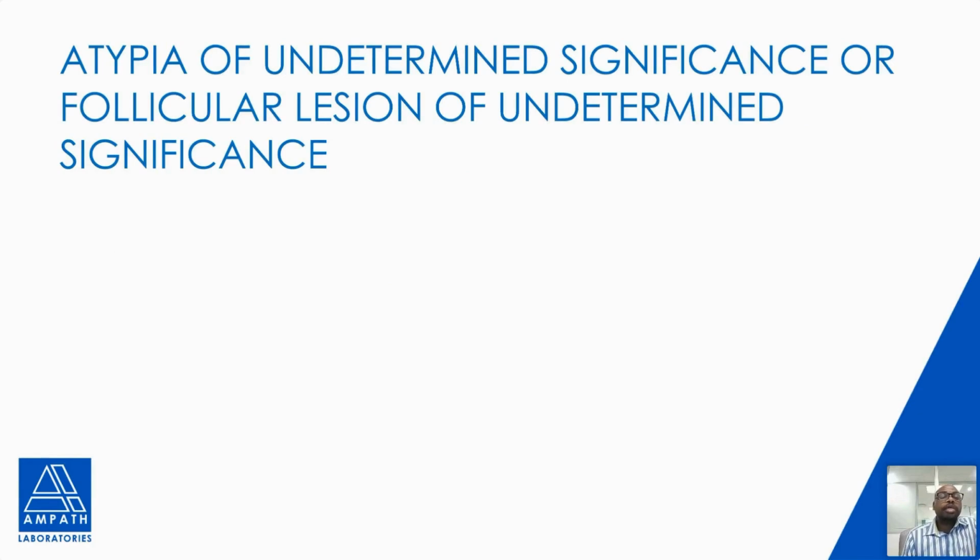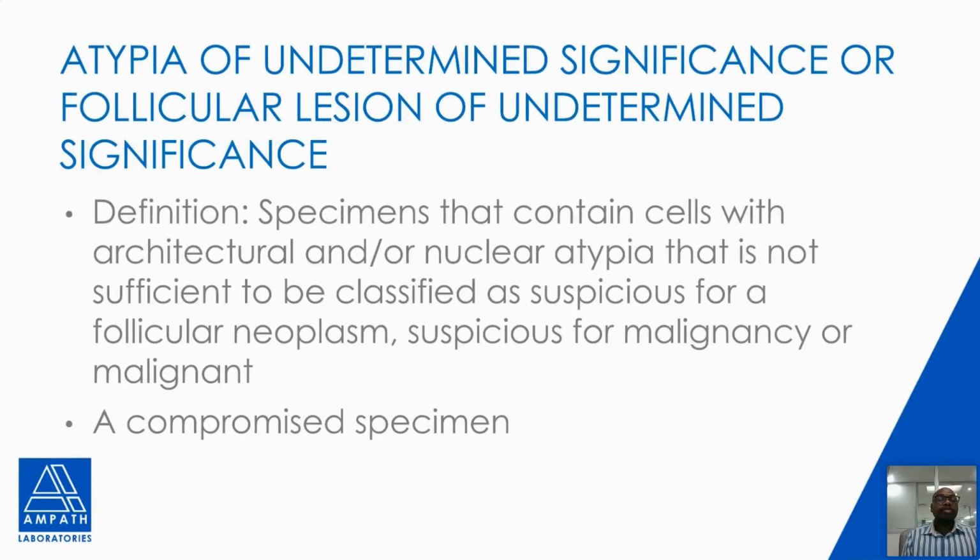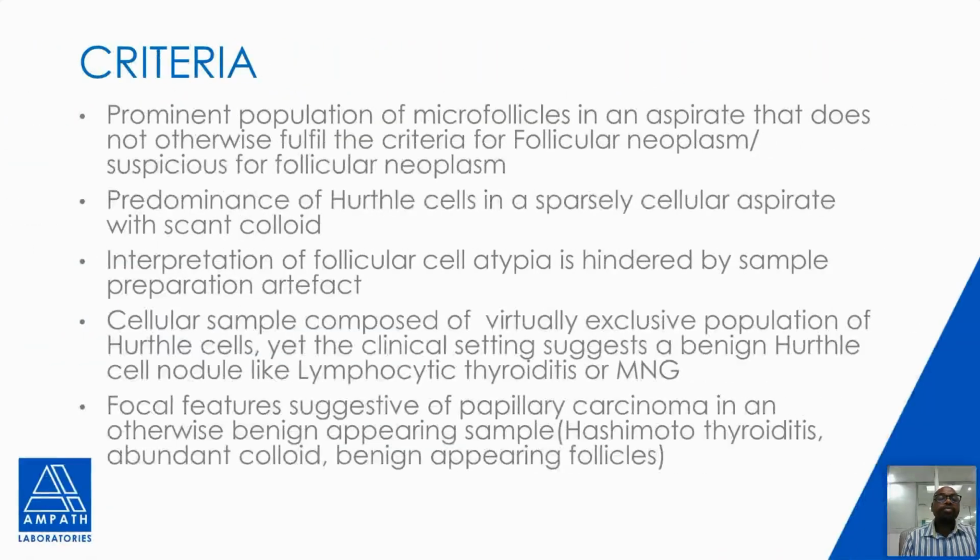And then the next category, which is category 3, is atypia of undetermined significance or follicular lesion of undetermined significance. By definition, these are specimens that contain cells with architectural and/or nuclear atypia that is not sufficient to be classified as follicular neoplasm, suspicious for malignancy, or malignant, or if you have a compromised specimen. So the criteria is that you'll have a prominent population of microfollicles in an aspirate that does not otherwise fulfill the criteria for follicular neoplasm or suspicious for follicular neoplasm. And then if you have predominance of Hürthle cells in a sparsely cellular aspirate with scant colloid.